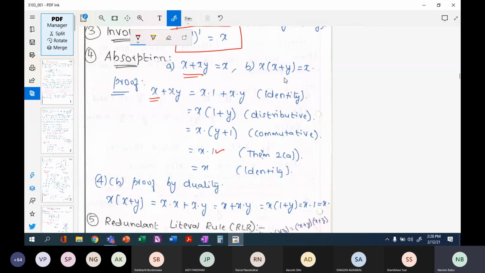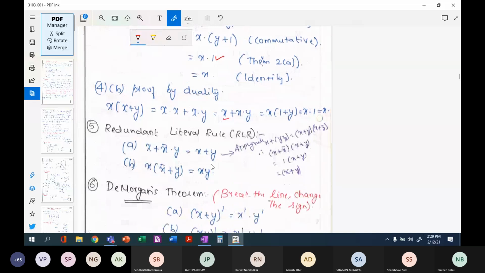Now you can apply the duality principle here. x multiplied by x plus y, you can distribute and multiply. It will be x dot x plus x dot y, which is nothing but x plus x y, because x dot x is also x. So you pull out x common, so it will be 1 plus y, and 1 plus anything is 1, so it is x. So x multiplied by x plus y is always x.